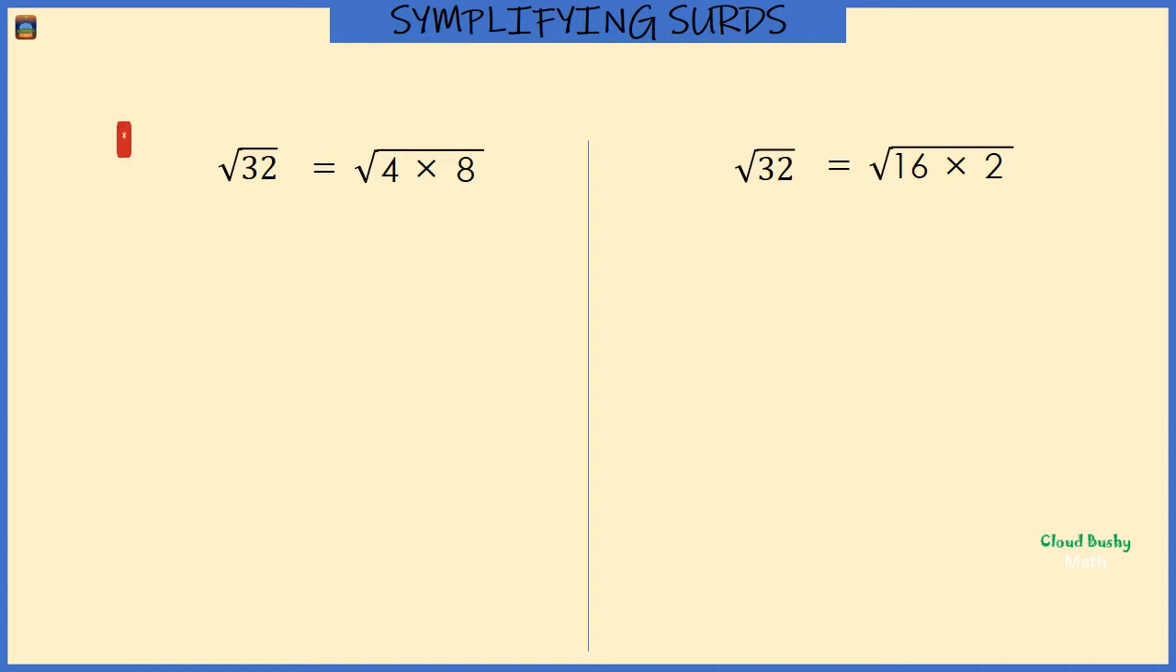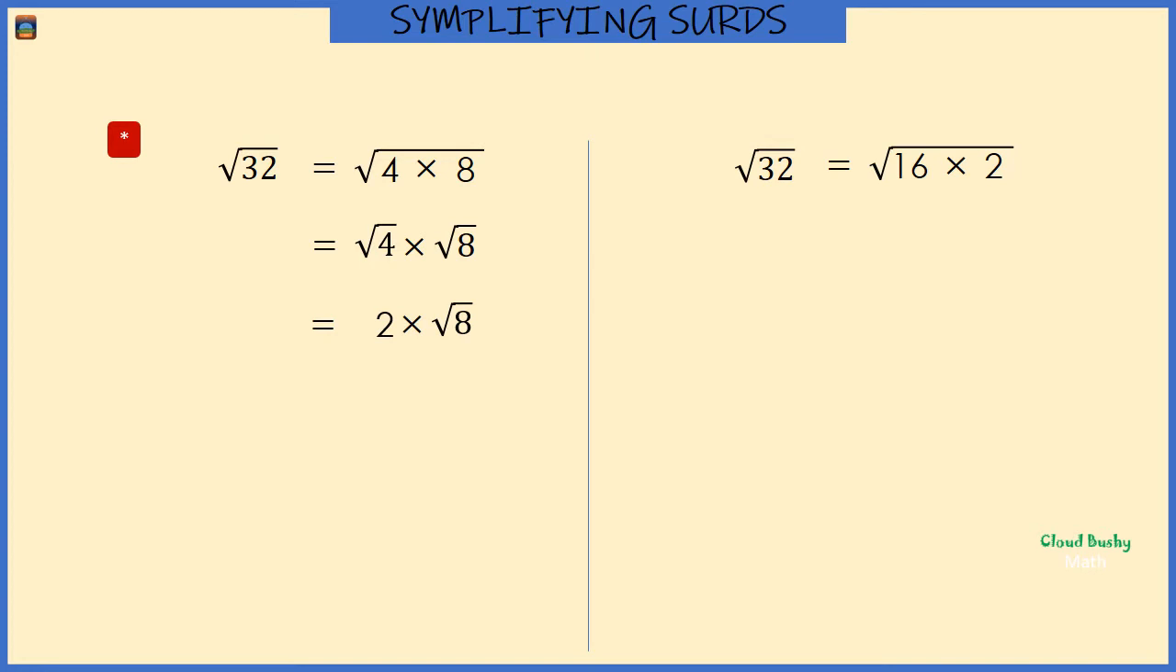Starting with root 4 times 8. We can split this into the square root of 4 times the square root of 8. The square root of 4 is 2. 8 is not a perfect square, so let's leave it under the square root sign. So we have the square root of 32 is equal to 2 root 8, or 2 times root 8.